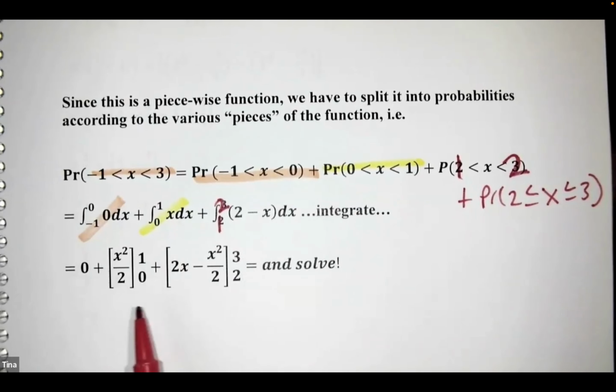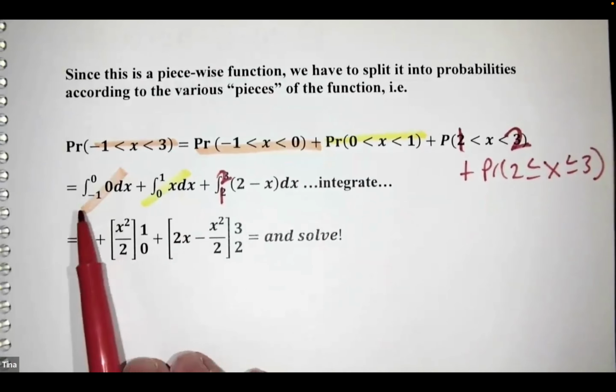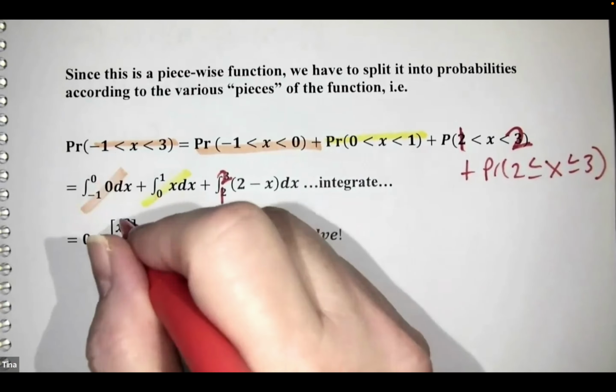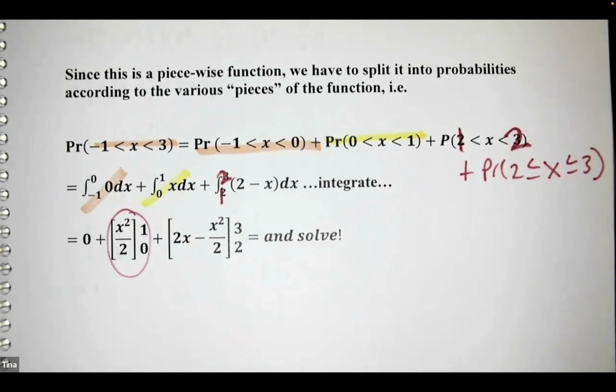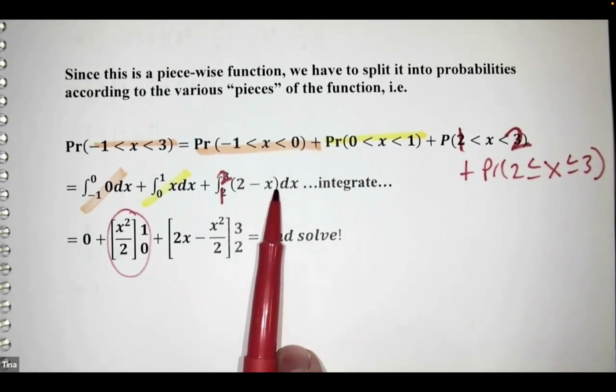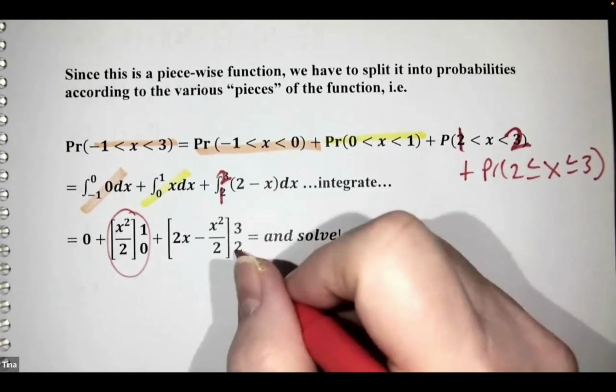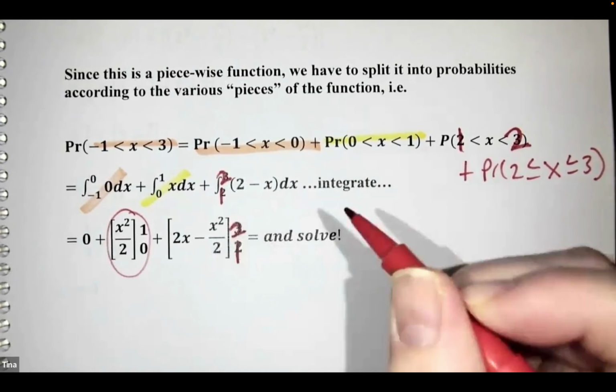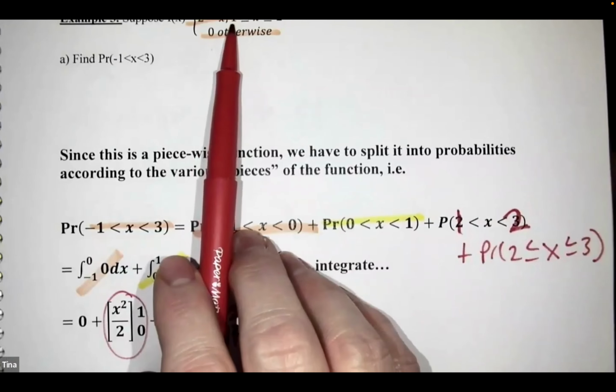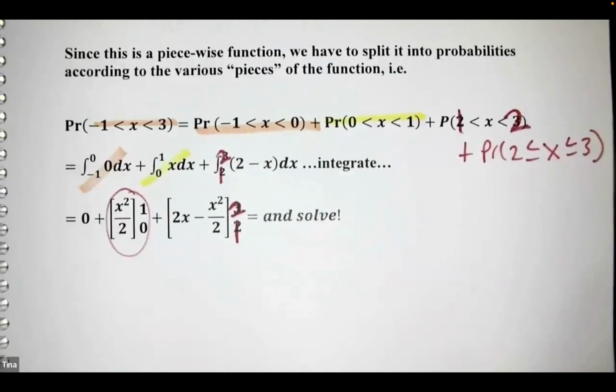And then we can integrate them and solve. So these would be 0. Integral of x would be x to the 2 over 2. And integral of 2 minus x would be 2x minus x to the 2 over 2. And then we'd have to go from 1 to 2 there, because I only made this go up to 2 here, not 3.